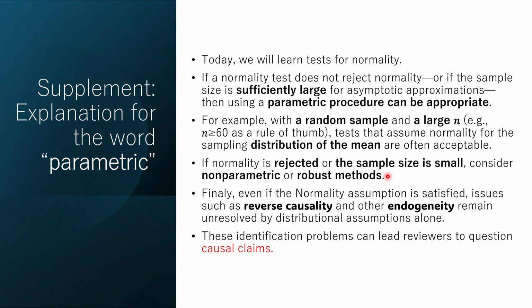So when can we safely use a parametric test? If the normality test doesn't reject normality, or if we have a large sample size, the rule of thumb is over 60, parametric tests are usually acceptable. But when the sample size is too small or normality is clearly violated, then we should consider non-parametric or robust methods.